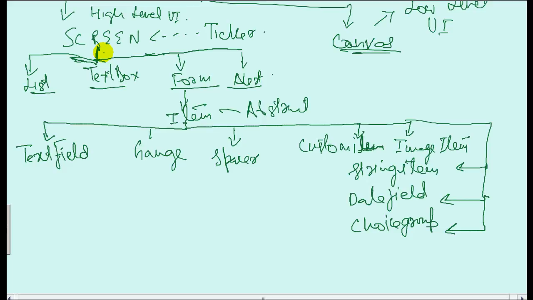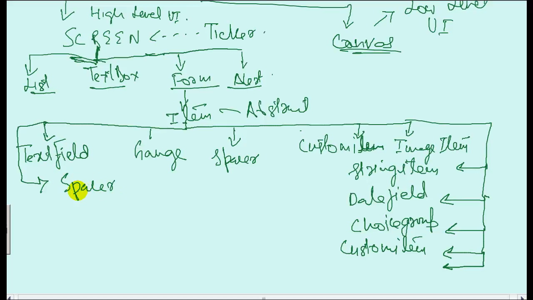Okay. We have many more things like custom item, which will help us to build the item later on. We could have, let me go on this side now, a spacer, right? So I think these are all what we have: spacer, custom item. On this side I said gauge, text field. We have the custom item already written here. Image item, we got string item, we got date field, we got choice group.